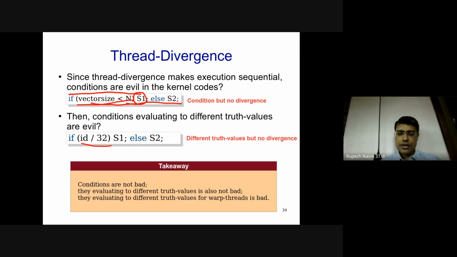Okay. So the takeaway is that conditions per se are not bad. Their evaluating to different truth values, that is true or false, is also not particularly bad. Their evaluating to different truth values within a warp is the actual problem. So as long as you ensure that all the threads within a 32-thread warp evaluate to the same condition, there is no thread divergence in your code, right? Which doesn't always happen, but that is the main point here.